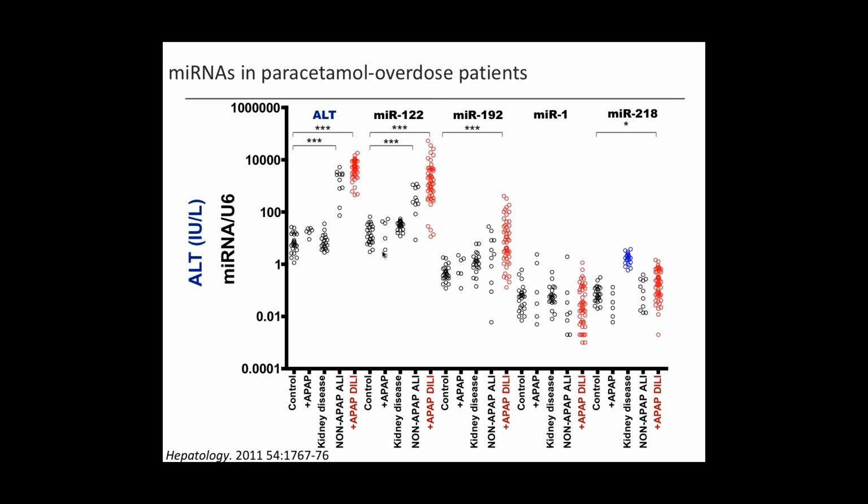So just to orientate you, this is looking at ALT, the current marker, and the group in red are patients with APAP-induced liver injury. What we see is that ALT and miR-122 are elevated in these patients compared to the control groups of healthy, paracetamol with no liver injury, and kidney disease. It's important to note as well that other causes of acute liver injury also elevate miR-122. We also found that miR-192 is elevated, but not to the same concentration as miR-122, whereas the heart-specific and the brain-specific microRNAs weren't changed.